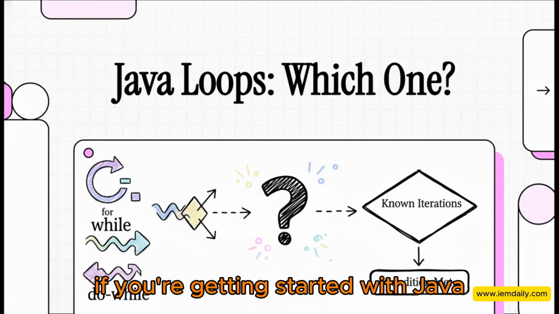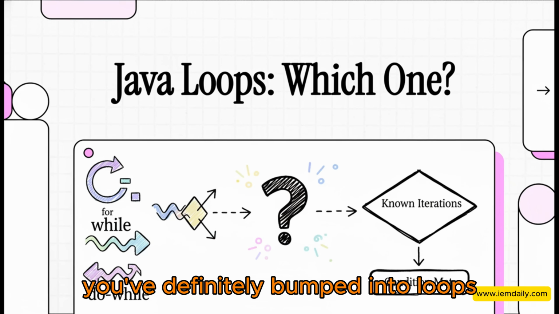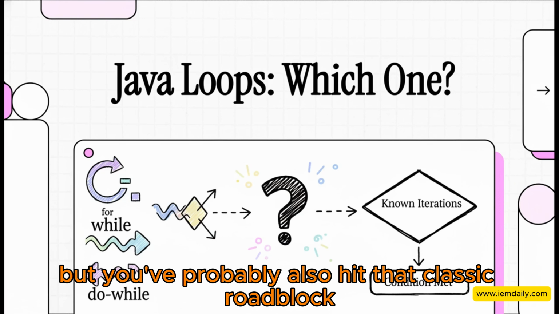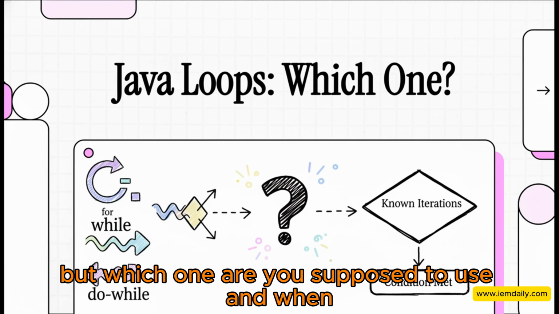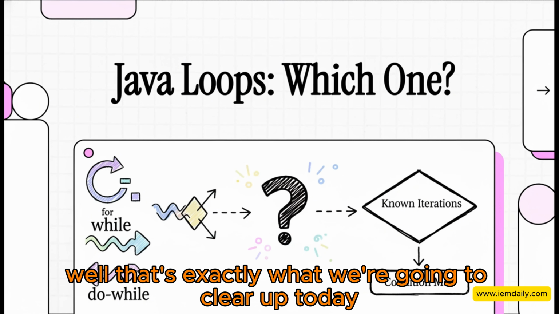If you're getting started with Java, you've definitely bumped into loops, but you've probably also hit that classic roadblock. You've got for, while, and do-while loops, but which one are you supposed to use and when? Well, that's exactly what we're going to clear up today.